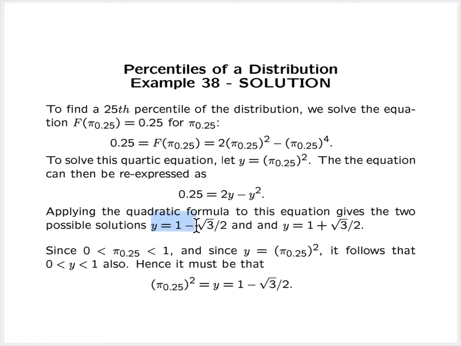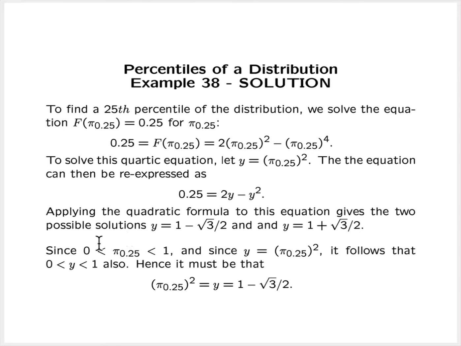So the 2 potential solutions are y being equal to 1 minus the square root of 3 over 2, and I've got to say that so that it makes sense. If you're reading it, it may not be clear what I'm saying, but you can see the notation there. So that's one of the potential solutions, and then the second solution is y being equal to 1 plus the square root of 3 over 2.